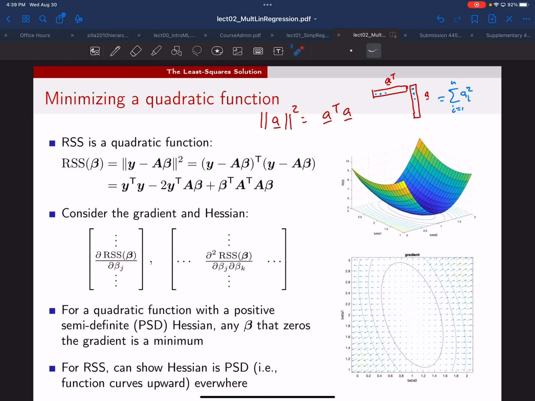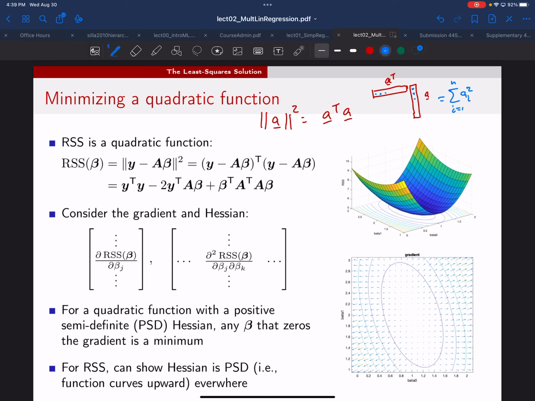But okay, so given this important property, we can expand this as y minus A beta transpose y minus A beta. And now we can expand this quadratic into 4 terms. The first times the first, so that's going to be y transpose y here. And then there's going to be 2 cross products. So let me actually show you what they are individually.